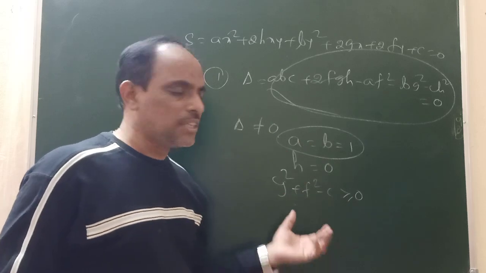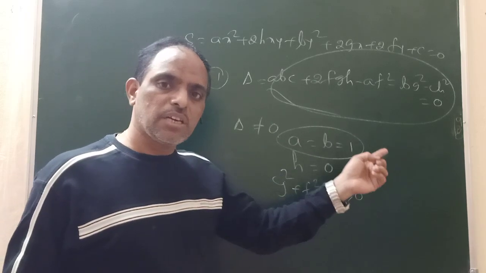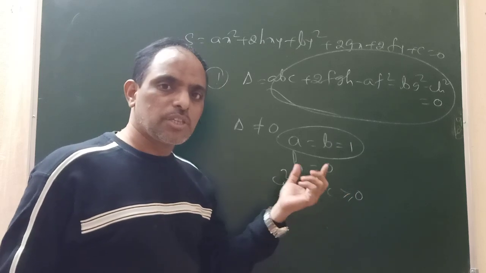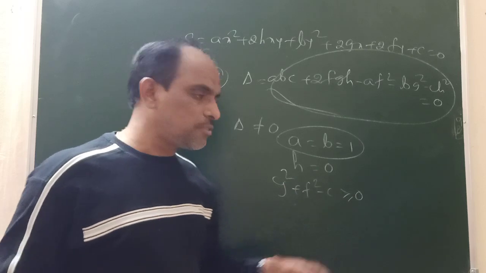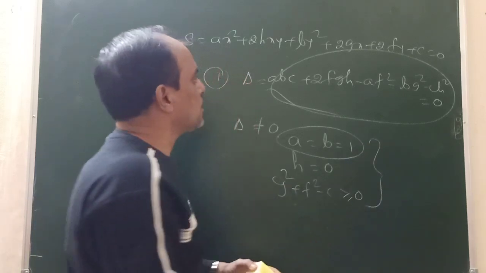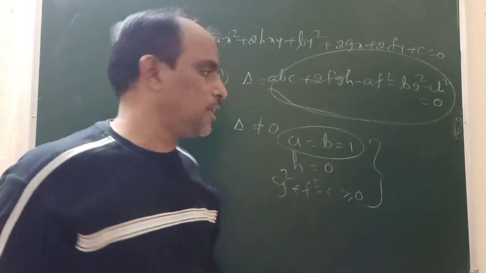If these conditions hold, delta not equal to 0, coefficient of x square equal to coefficient of y square equal to 1, h equal to 0, that means the coefficient of xy is 0, and g square plus f square minus c greater than or equal to 0, then this non-homogeneous second degree equation always represents a circle.